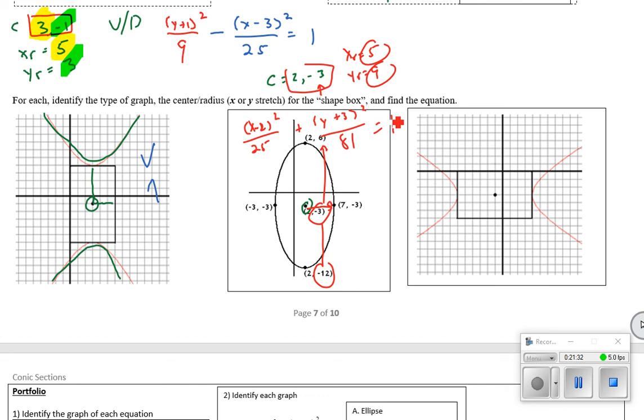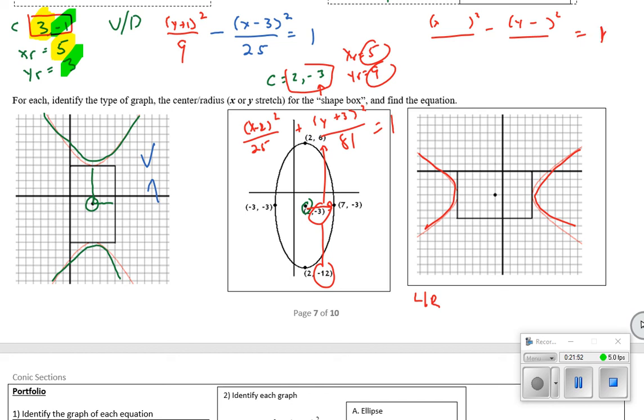All right, we have a hyperbola. This one opens left and right. What does that mean if I have a hyperbola opening left and right? It means that the x has to come first.